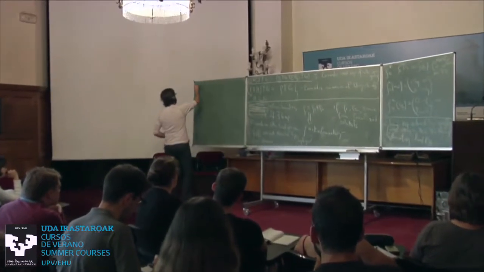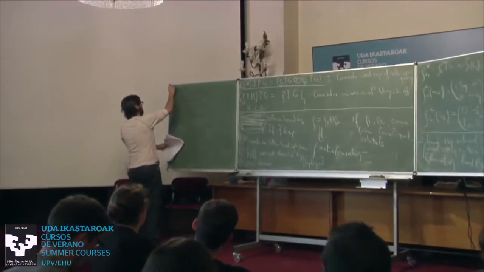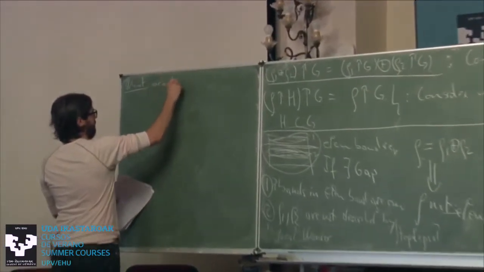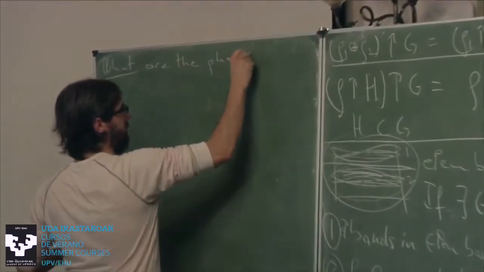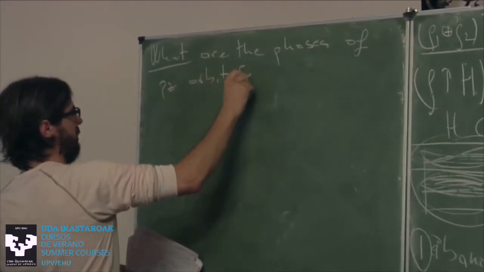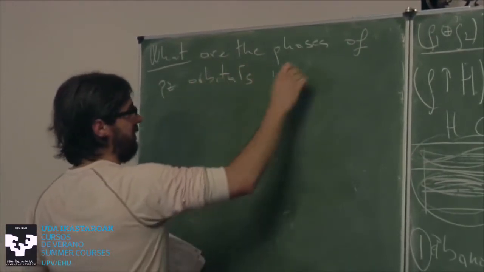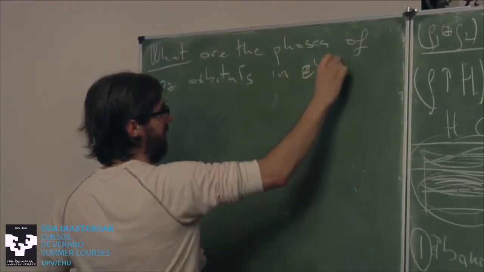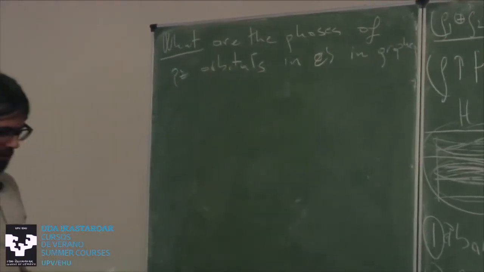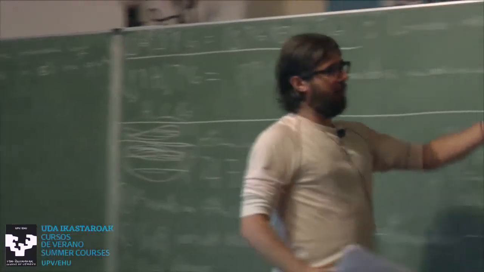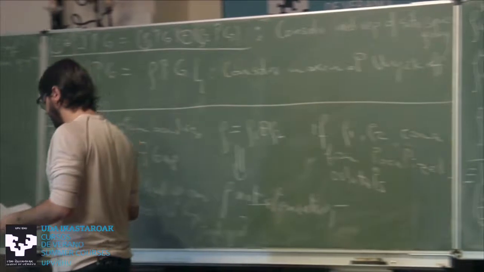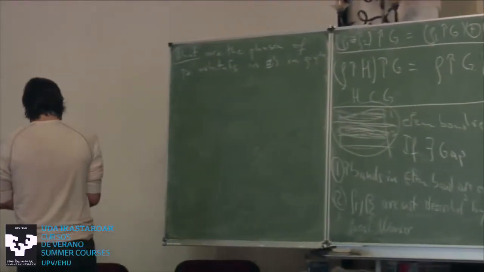Okay, so now let's find, what are the phases of PZ orbitals in Wyckoff position 2b in graphene? Okay? So I'm going to claim that this is one phase, where you have the elementary band representation that's connected in the Brillouin zone, but there's another phase that you can immediately find.